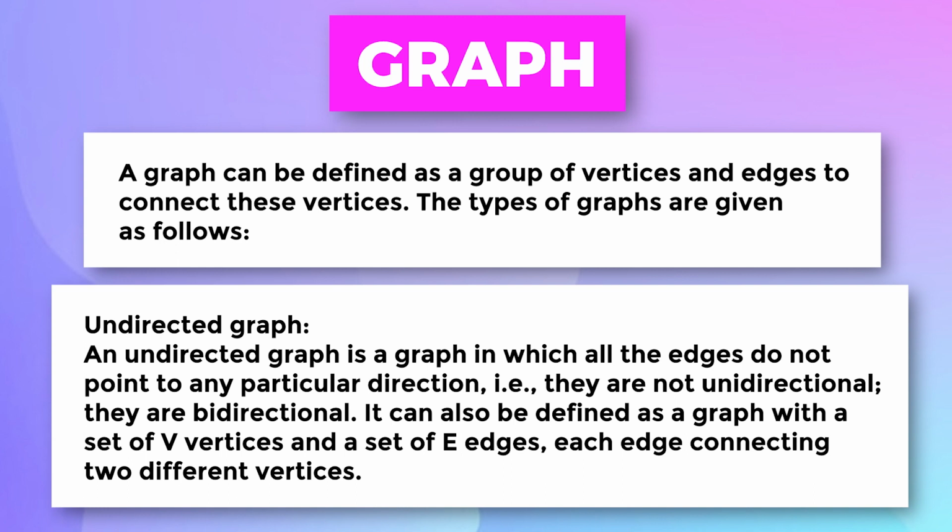Suppose we have two stations, station A and station B, and only a single edge between A and B, but we can travel bidirectionally. So we can go from A to B and from B to A by the same edge. We don't need another edge for A to B and B to A. By the single edge we can travel in both directions because this edge is undirected. That's why we call it an undirected graph.